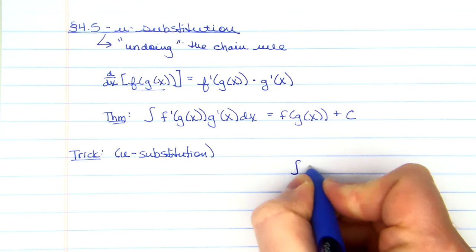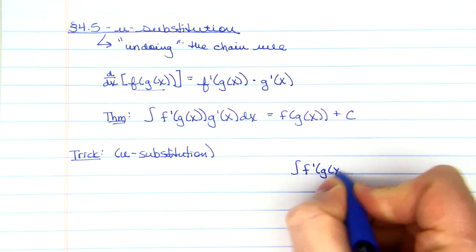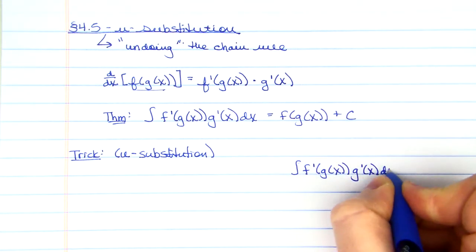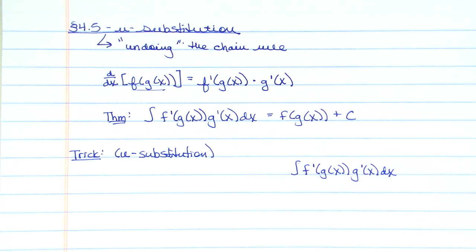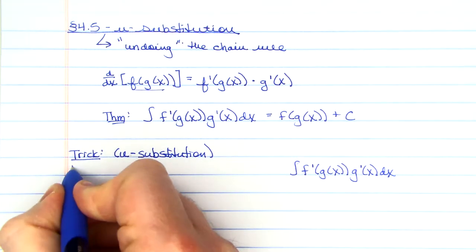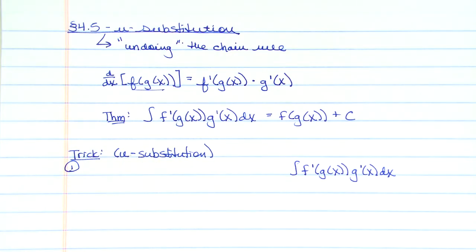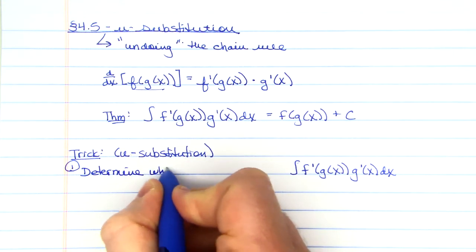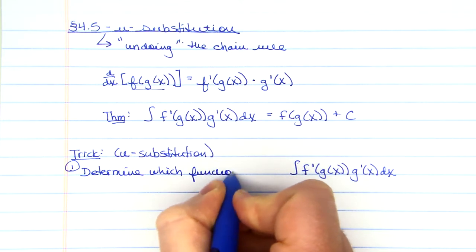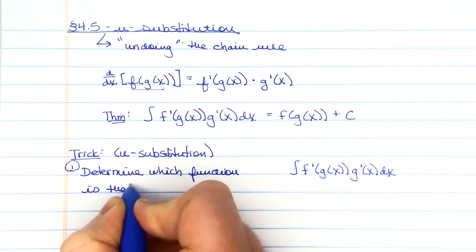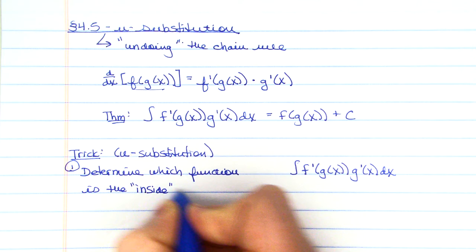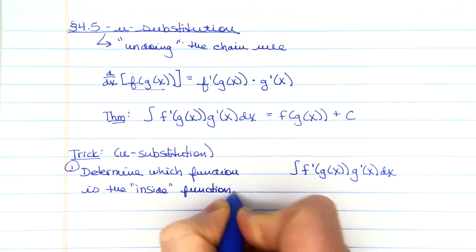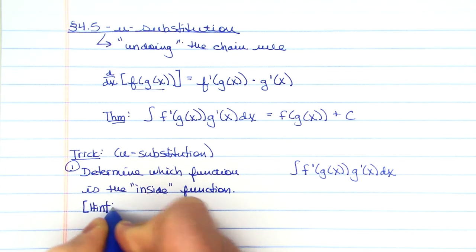I want to try to figure out the integral of f prime of g of x times g prime of x dx. I know what it has to equal, but I want to see why it actually equals that thing. So I want to integrate the derivative of something with some other function inside there, times the derivative of the function that's inside there. Step number 1: determine which function is the inside function. Which function is my thing inside?